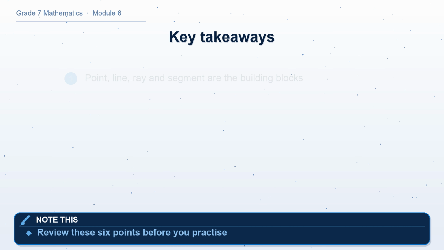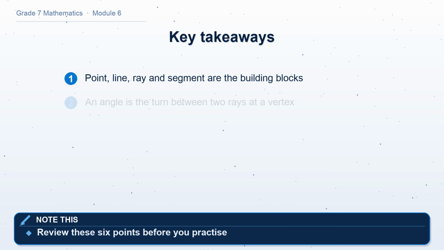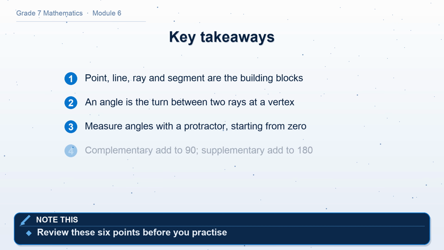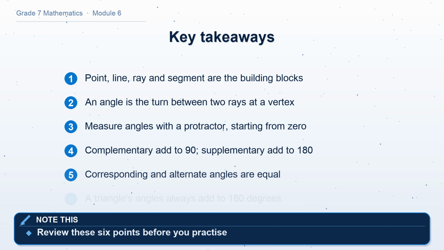Here is a quick summary of the key ideas. Points, lines, rays, and segments are the building blocks of geometry. An angle measures the turn between two rays meeting at a vertex. We measure angles with a protractor, always starting from 0. Complementary angles add to 90 and supplementary angles to 180. When a transversal crosses parallel lines, corresponding and alternate angles are equal, and the angles inside any triangle add to 180 degrees. Now, let us check how much you remember with 3 quick questions.